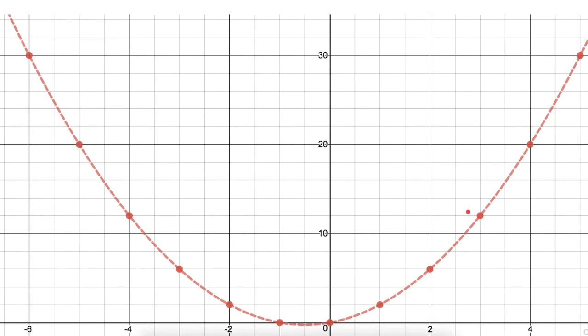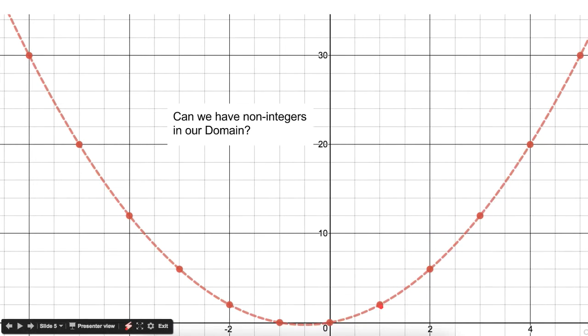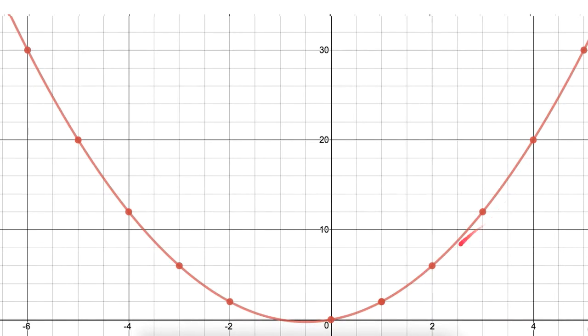Could we have points in between? Can we have non-integers in our domain? Could we have something at 1.5 right here? Something at 2.6 right here? Absolutely. Why not? Our domain was not restricted. So in fact, the graph should look more like this. A solid curve going through, showing our pattern here. So this point right here, even though there's a dot here, is not any more significant than this point over here that doesn't have a dot. They're both just points on this curve.